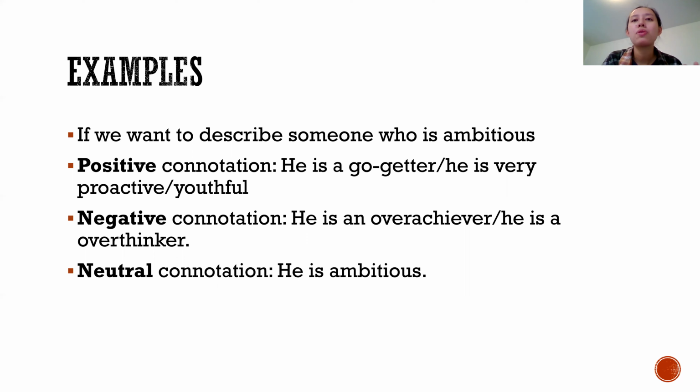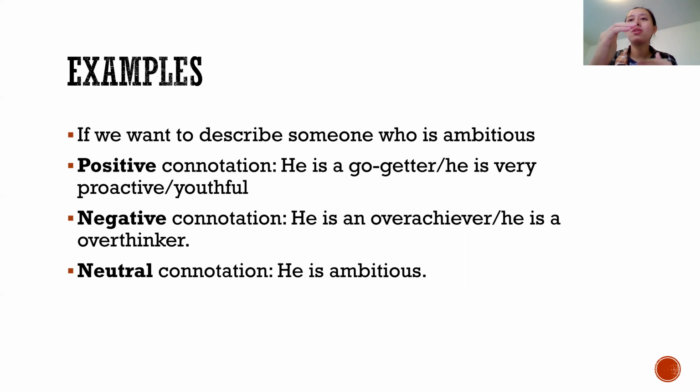But with a negative connotation, the writer would write something like, he's an overachiever, he's an overthinker. That means, oh, this person might be doing a little bit too much. He's too proactive, so people around him may not like him. That's the image the writer is trying to create by using different words with positive and negative connotations. And lastly, neutral connotations. Writers can just write, oh, he's ambitious. He's ambitious, but that doesn't necessarily mean in a good way or in a bad way.